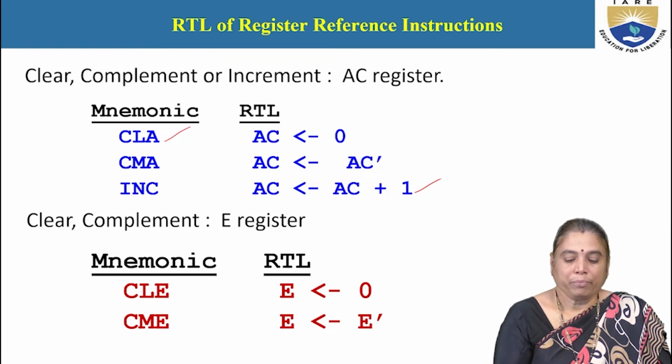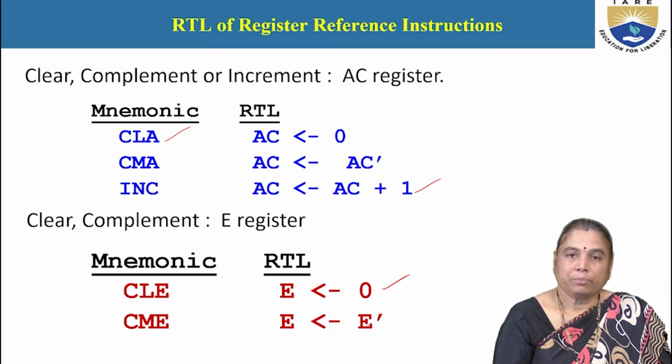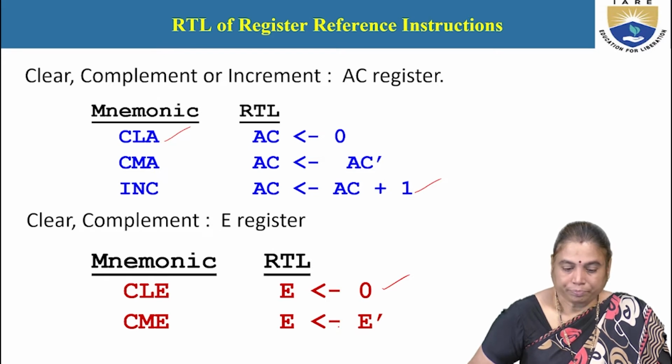Next, clear and complement of the E register can be represented in RTL. CLE: the E register can be loaded with 0. So CLE clears the E value; a 0 value is stored in the E flip-flop. CME means complement, so the one's complement of E can be stored in the E flip-flop.